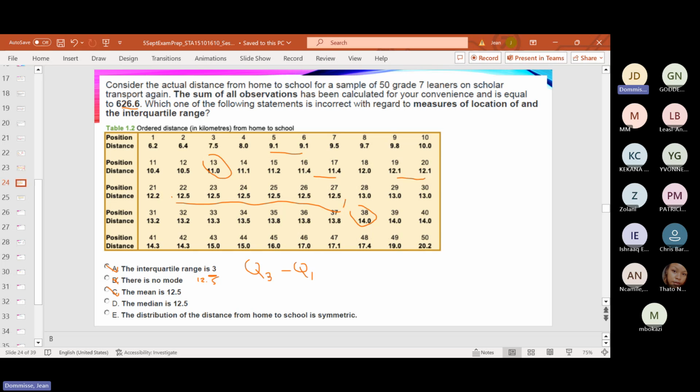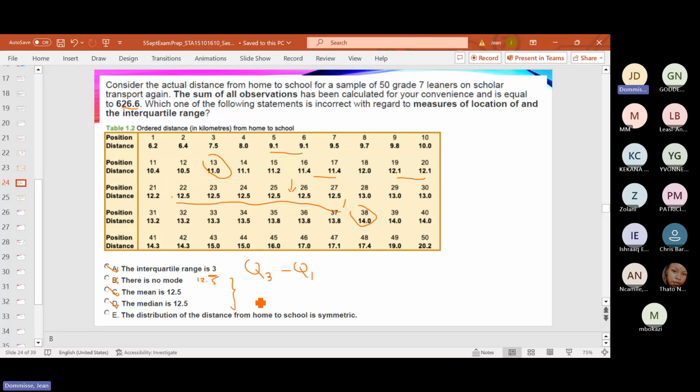If they wanted to do that, it will be on a maximum of 10 numbers. They will not give you a data set of 50 numbers and expect you to work out the mean. So they will give you information to make it easier for you to work it out. The median, okay, so we already said the median is between 25 and 26. So that is 12.5.